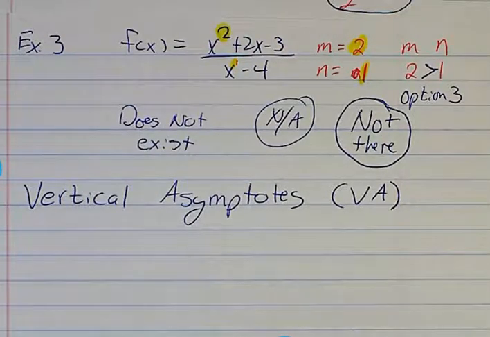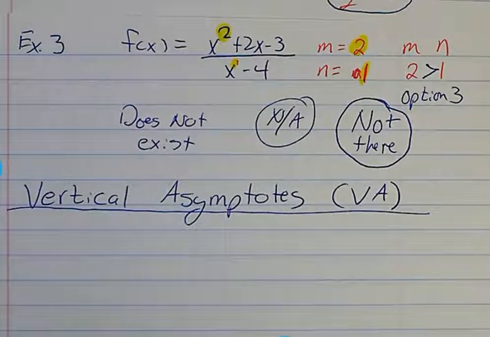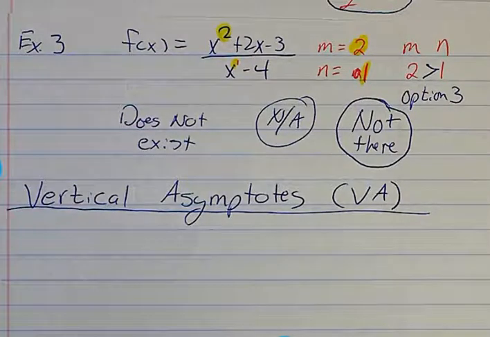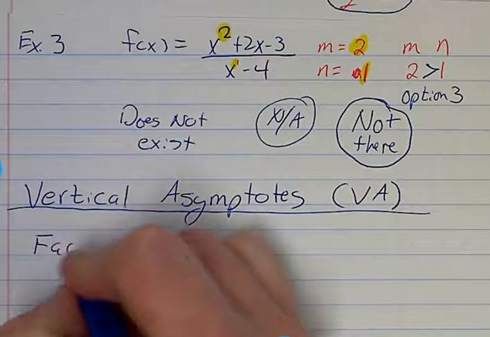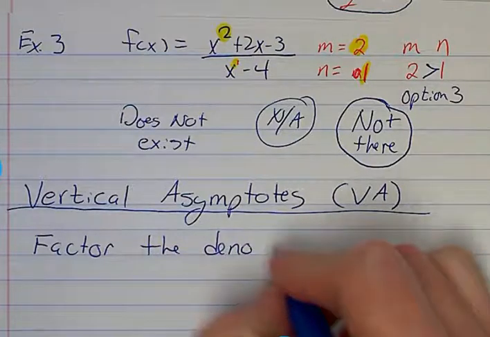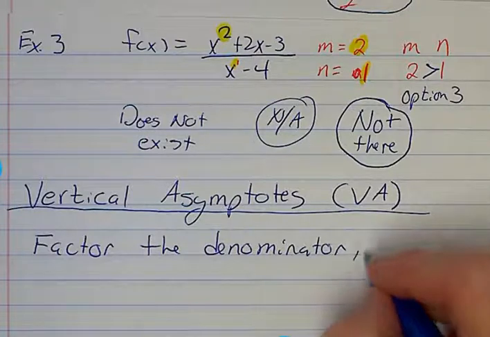All right, and the last thing we've got to do is vertical asymptotes. And these are a little bit easier than horizontal because you don't have this option 1, option 2, option 3 where you compare these. There's really just one, well, sort of two things you do. You have to factor the denominator, if it's possible.